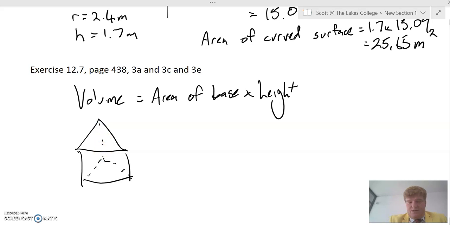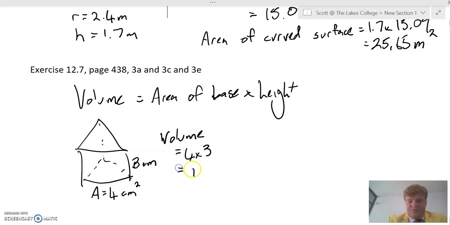So in this case, we're told that the area of the base equals 4 centimetres squared, and the height equals 3 centimetres. So the volume is going to equal 4 by 3, which equals 12 centimetres cubed. You've got squared multiplied by the centimetres, so you're going to have centimetres cubed. So that's number A. Number C is fairly similar.